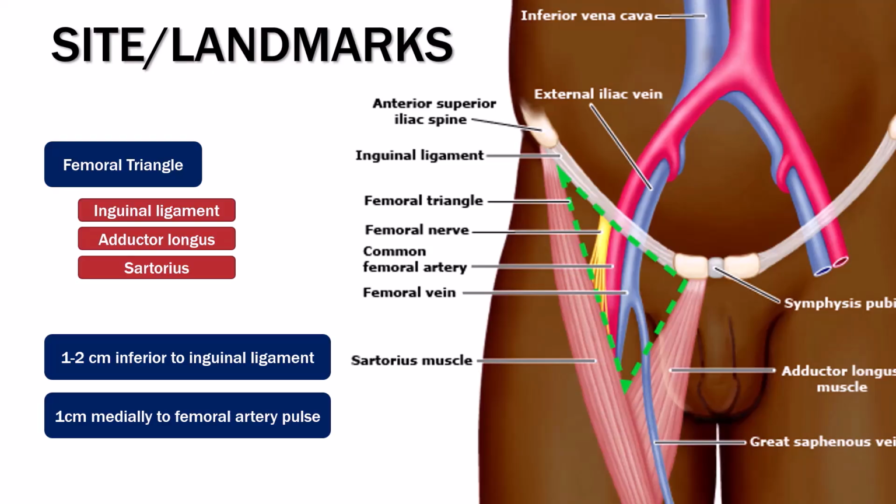What about in a code ACLS situation? Find the iliac crest, the pubis symphysis, draw an imaginary line. Come to a midpoint of that imaginary line, and now come 1 centimeter medially to that midpoint.